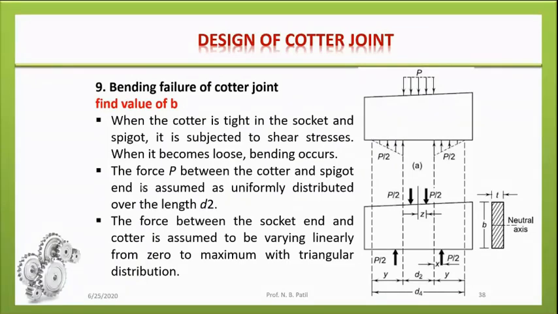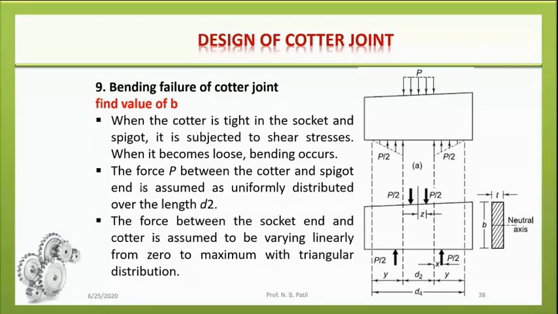Now this is the last point of design of Cotter joint, bending failure of Cotter joint. I earlier said that the Cotter is subjected to two stresses. One is direct shear stress that we discussed earlier, where we found the value of b. Now the second point, the Cotter is also subjected to bending. When the Cotter is tight in socket and spigot, it is subjected to direct shear stress. When it becomes loose, then bending occurs.